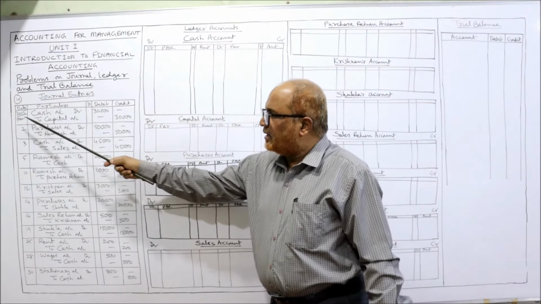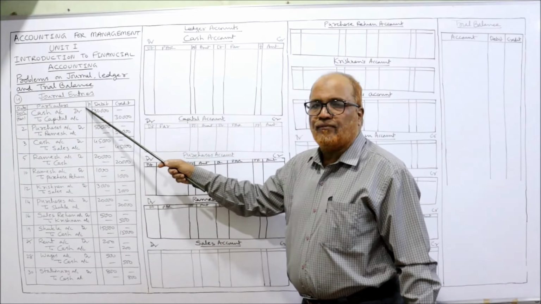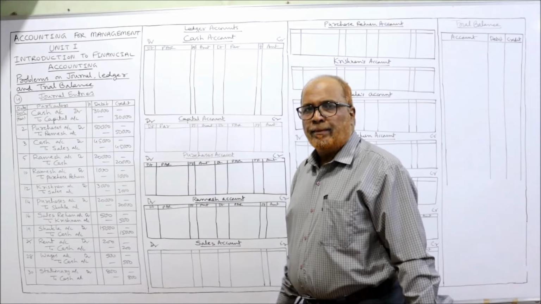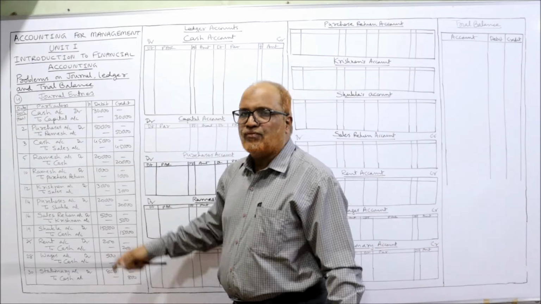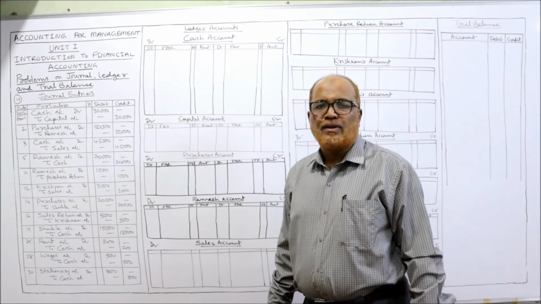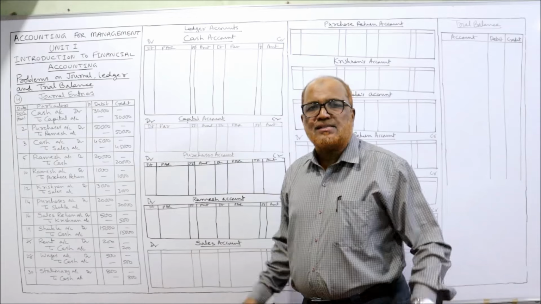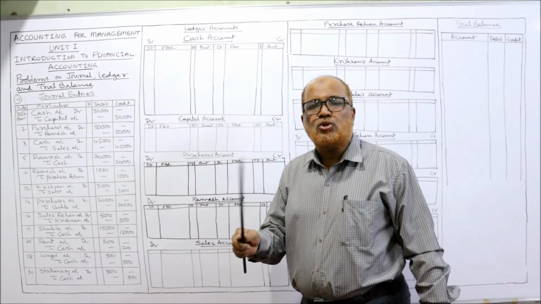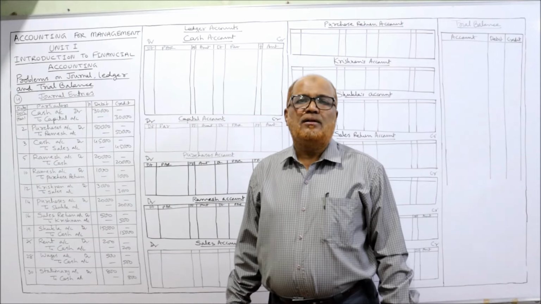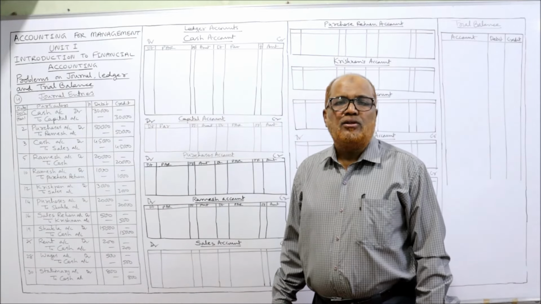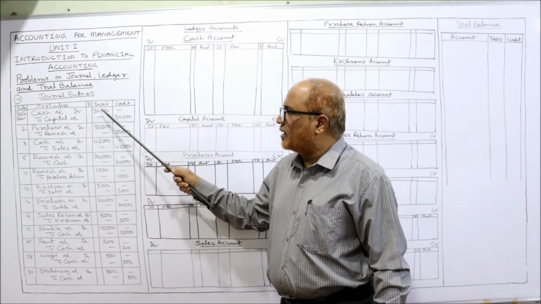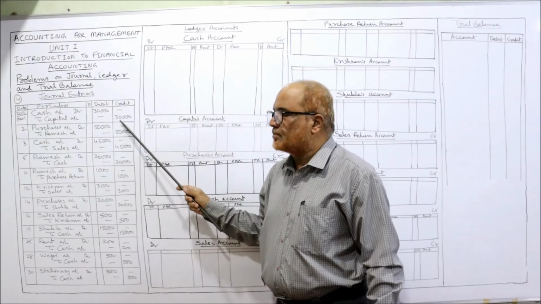So journal entries: date, particulars, LF, ledger folio, then debit, credit. This is the format as usual. Date column 2015, March 1st. Kartik started business with cash. When the owner starts the business, cash is coming in. So cash should be debited. When the owner invests the money, it is called capital. So capital should be credited. The entry will be cash account debtor to capital. Cash account debtor 30,000 to capital 30,000.